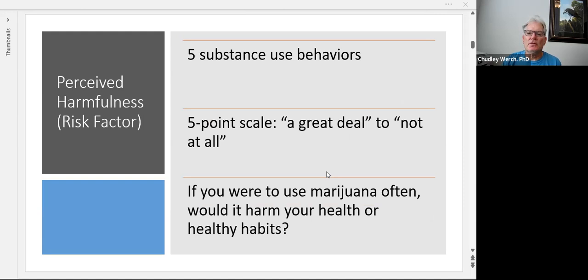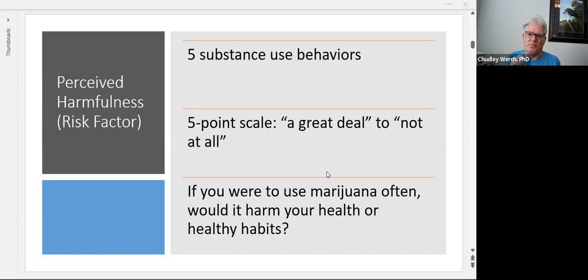Perceived harmfulness is another risk factor measure on your pre-post survey. It's a very common measure, and we know that it has been collected for years and years in the Monitoring the Future annual data. We know from that national survey and others that as youth perceive a substance as being harmful, they're less likely to use it, and vice versa. So we want to promote perceptions of harmfulness of specific substances.